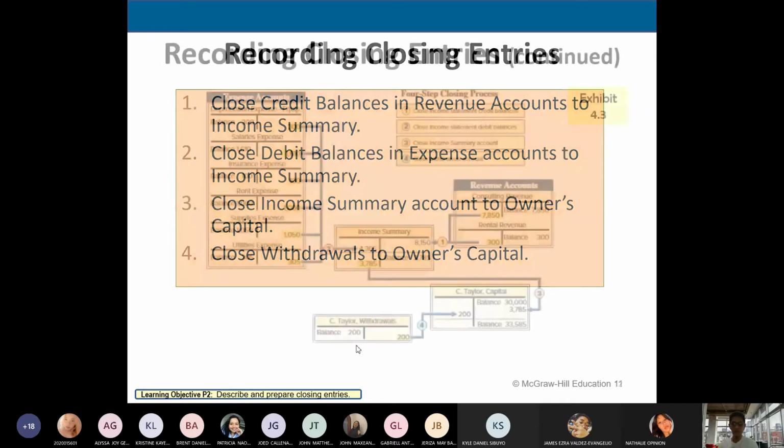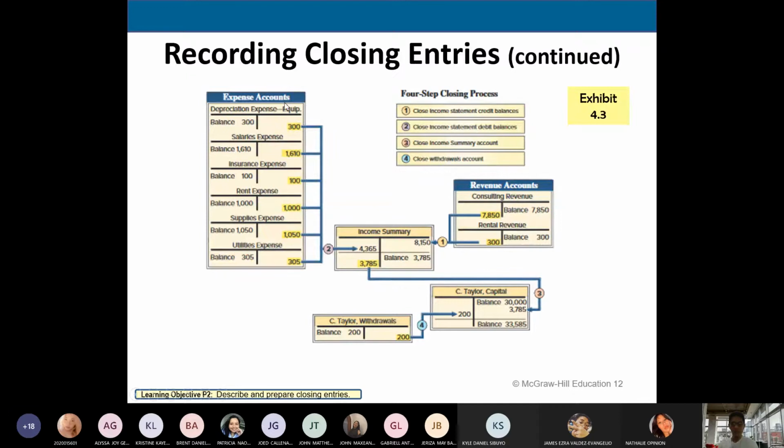Yan. So, expenses, i-close sa income summary as well as for the revenues. Di ba sabi natin, pag ang income summary may credit balance, meron tayong net income, tama? Pag ang income summary account may debit balance, meron tayong net loss. So, yung income summary na to, i-close sa owner's capital, tama ba? And lahat ng withdrawals or drawings are temporary transactions. So, i-close din yan sa owner's capital.